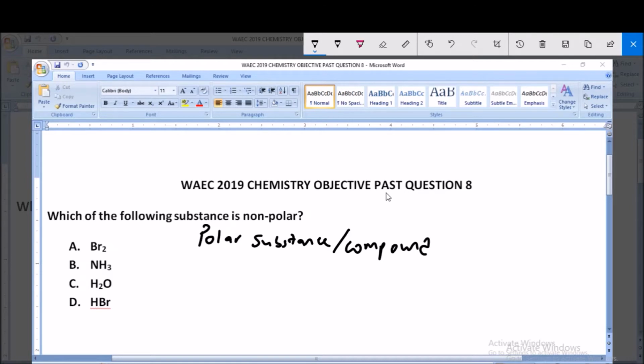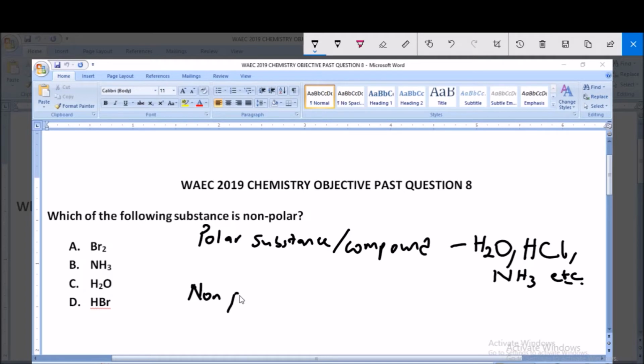So polar substances basically are compounds, or examples of polar substances or polar compounds are water, hydrochloric acid, ammonia, etc. Now these substances or these compounds possess charges within them, and the charges that they possess within them are due to the tendency for them to attract electrons. That is electronegativity.